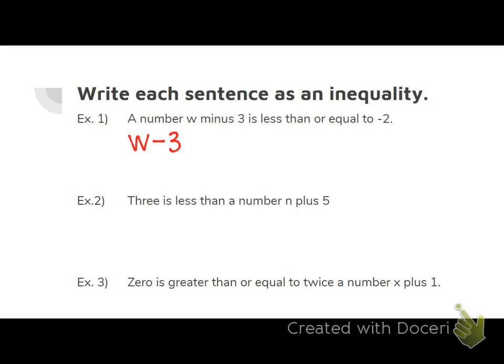Okay, so for this we need to be able to know which symbol is less than or equal to. The arrow part of it points which way for less than? The arrow piece, the pointy part? Points to the left, good. And then do we need a bar or not a bar? Need a bar because they put what part in there? The or equal to, and then a negative 2. Now eventually we will also be solving these, but for now we're just translating from a sentence to an inequality.